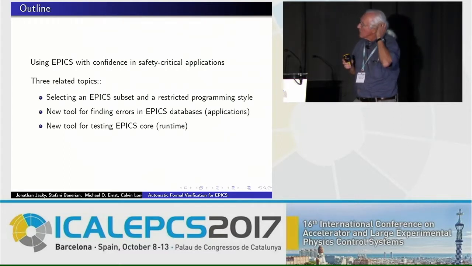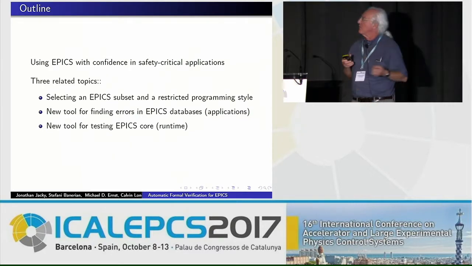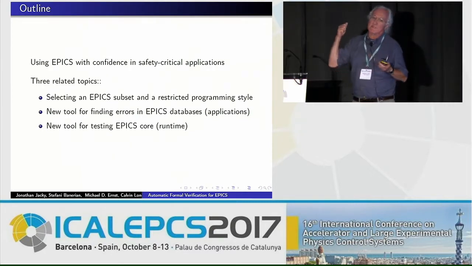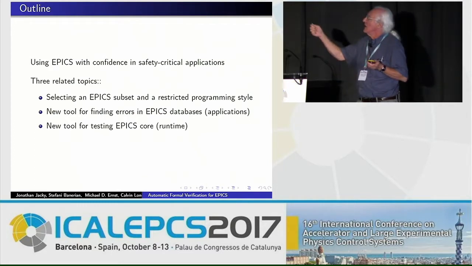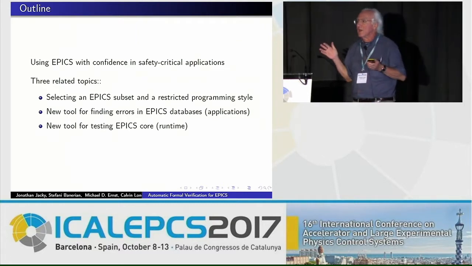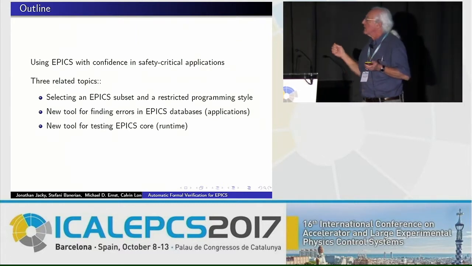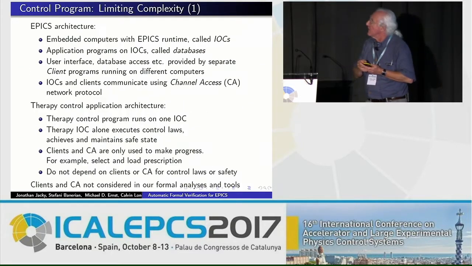So we're trying to use EPICS with confidence in safety-critical applications. We took 3 approaches. One is to select a restricted subset of EPICS and program in a restricted style. The next is to develop a new tool for looking for errors in our own EPICS program. And then we'll also develop a tool for testing EPICS itself.